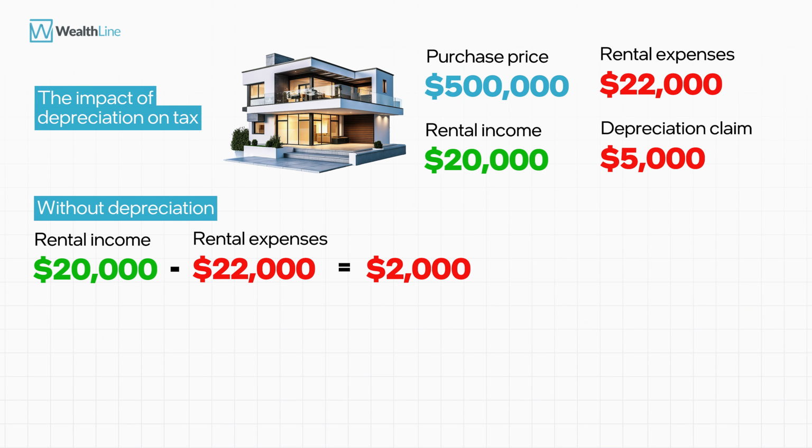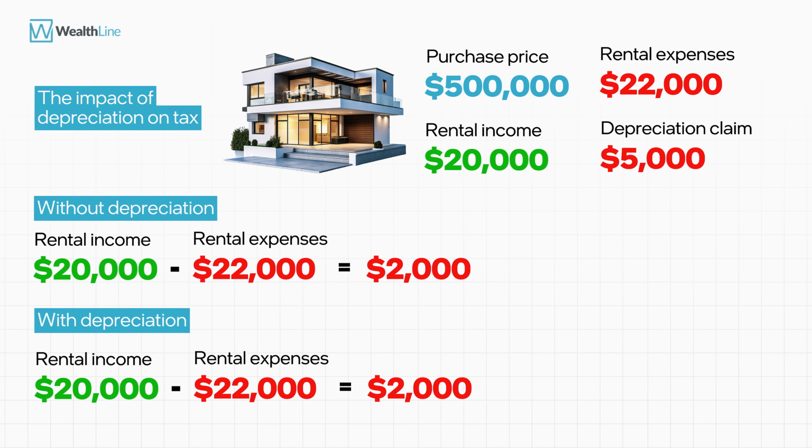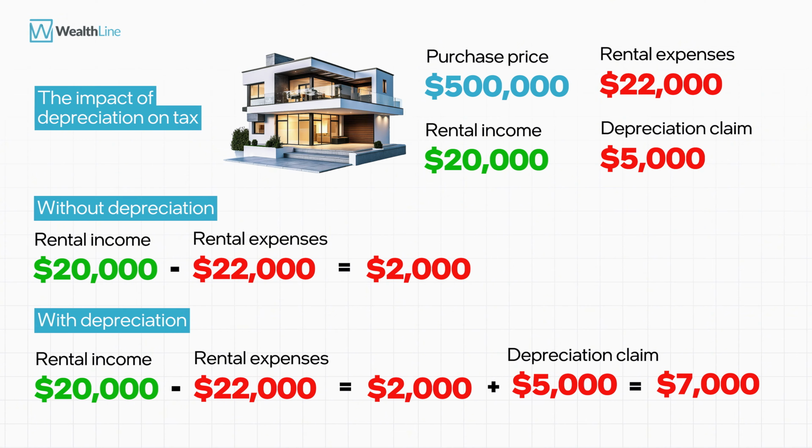The impact on taxable income is as follows. Without depreciation, your net rental position is a $2,000 loss, $20,000 minus $22,000. With the $5,000 depreciation claim, your taxable loss increases to $7,000. This extra $5,000 reduces your overall taxable income from other sources, for example, your salary, lowering your tax bill. Essentially, you're not paying an extra $5,000 in cash expenses. It's a non-cash deduction, yet it still improves your tax outcome for that year. In this scenario in particular, it takes us from having a cash and tax loss to only having a tax loss while having a cash profit.